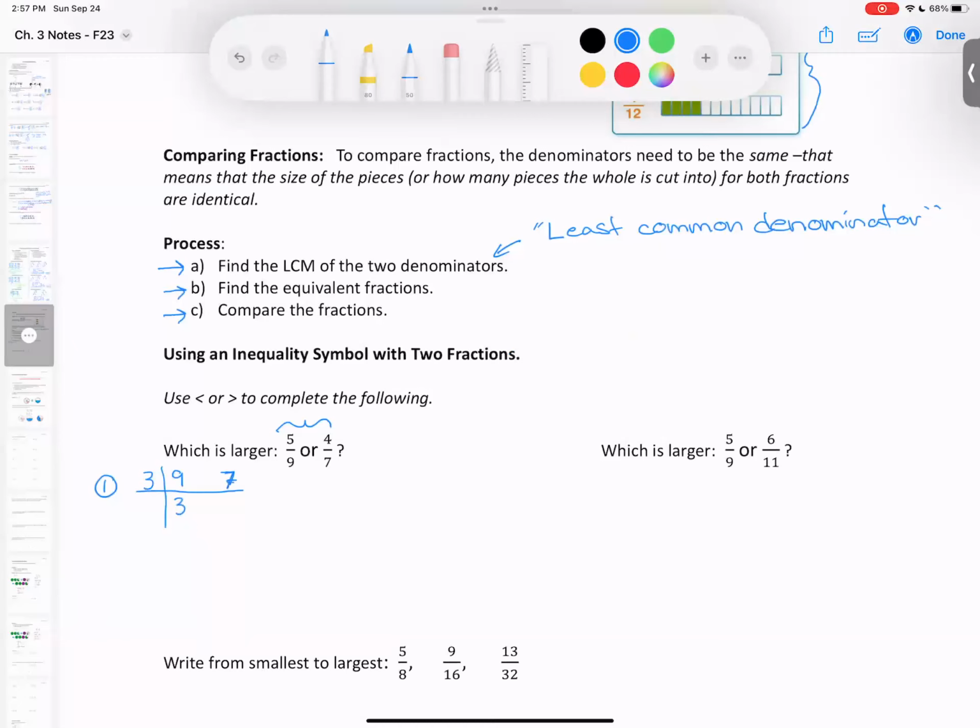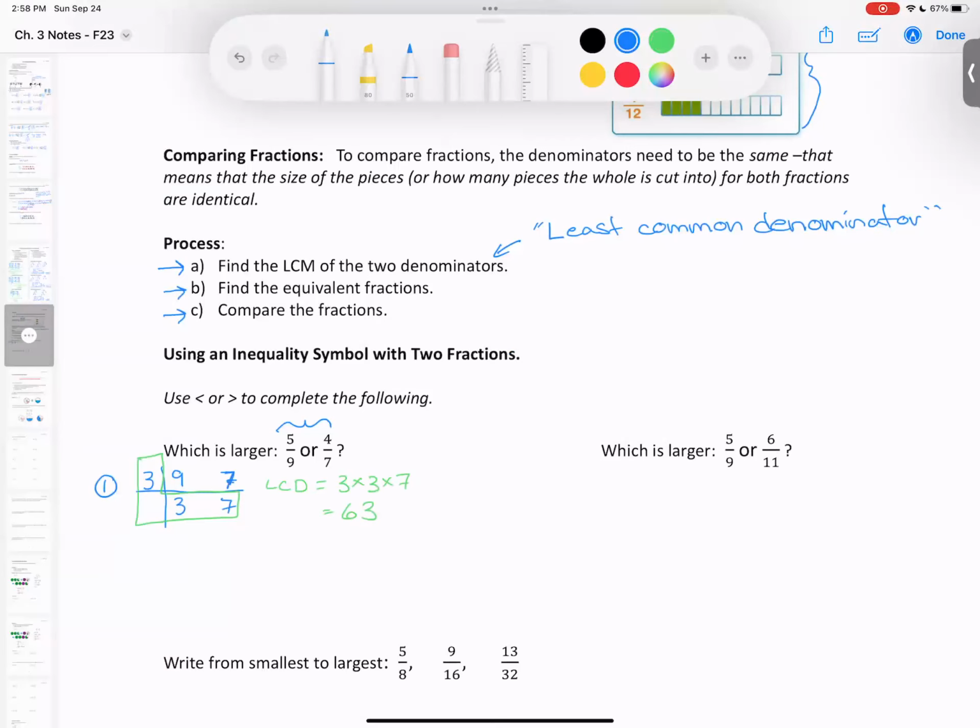9 divided by 3 gives me 3. And then I've got my 7 over here. Well, 3 and 7 are prime, so I can draw myself my L. I know I'm done. And my LCM, or I'll call it LCD because it's actually the lowest common multiple of the denominators, is 3 times 3 times 7, which would be 9 times 7, or 63. So I know my denominator should be 63.